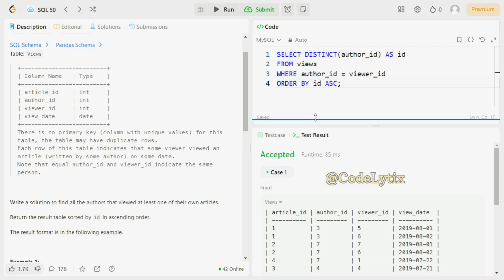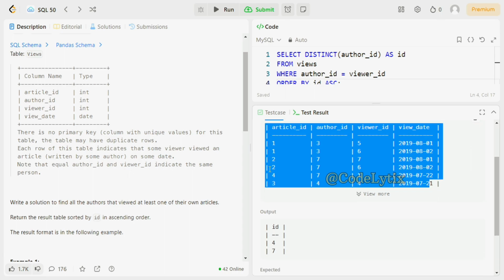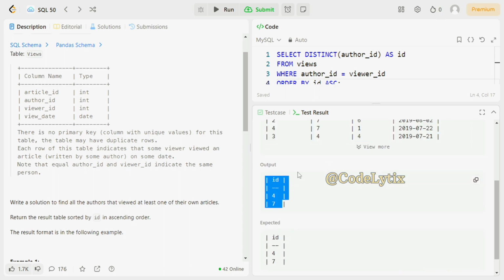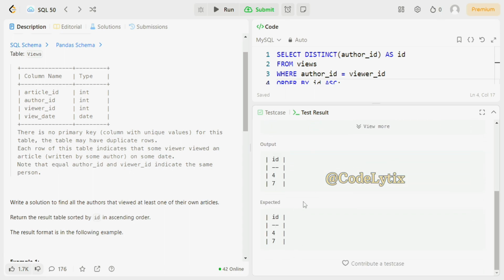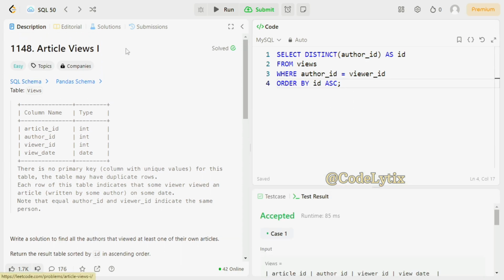Okay, so you can see our answer is correct. For this input, that is this Views table, we are getting the output as 4 and 7, which is what the expected output is. So this query is the solution for this question number 1148, that is Article Views.